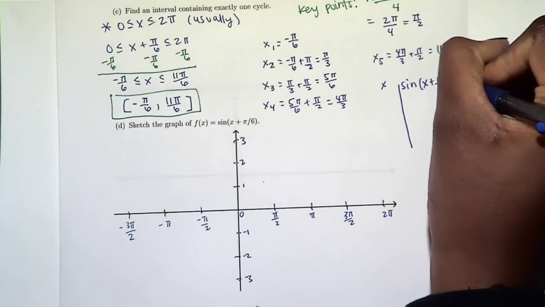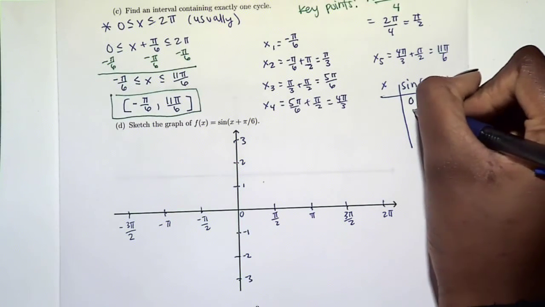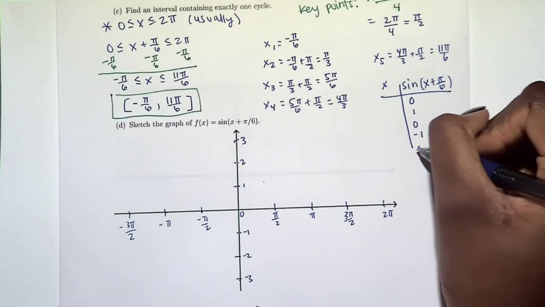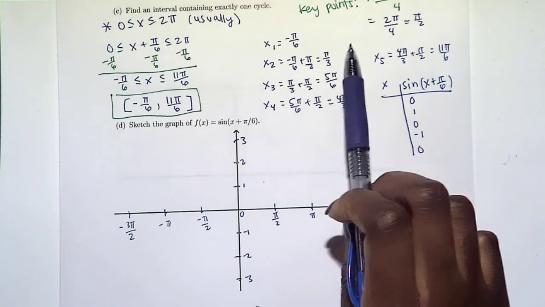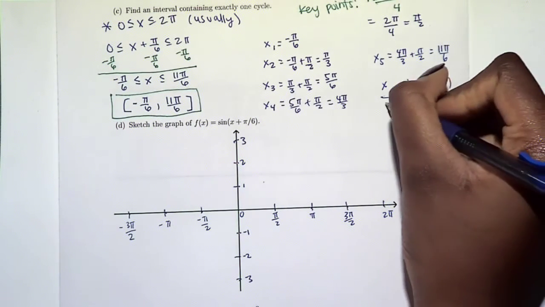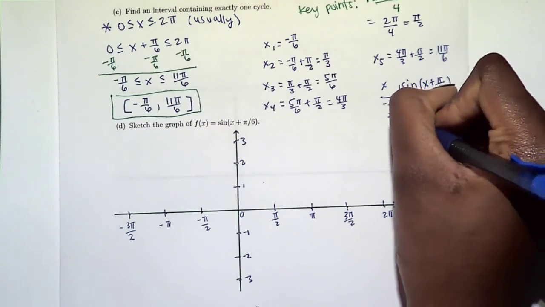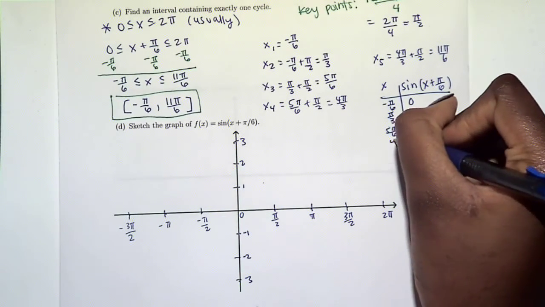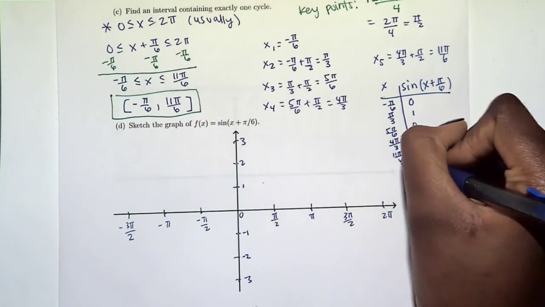Sine x plus pi over 6. All right, and so remember our pattern, 0, 1, 0, negative 1, 0. I always do 5 points because those are the 5 that we found, and these are the x values that go with those y values. So negative pi over 6, pi over 3, 5 pi over 6, 4 pi over 3, and 11 pi over 6.